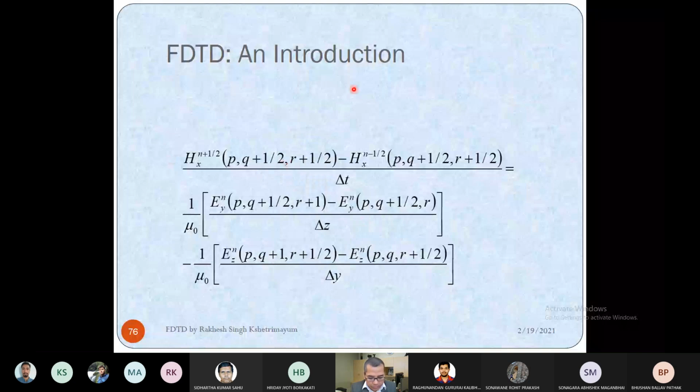So this is where we left off last class. In the last class, we derived three more equations for the FDTD discretization.